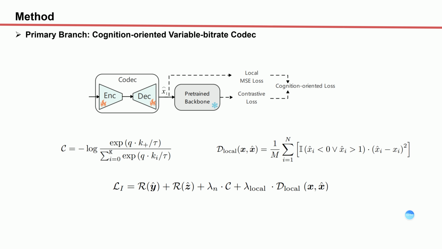First is the primary branch. Previous works have suggested that using semantic level loss to optimize the network can improve performance in downstream tasks. Therefore, we adopt a contrastive loss, derived from MoCo, to optimize the network. To mitigate the impact of outliers in the reconstructed images, i.e., pixels greater than 1 or less than 0, we employ a local MSE loss to constrain these values, ensuring the final output falls within the 0 to 1 range. The final loss is a combination of the bitrate loss, contrastive loss, and local mean squared error loss.